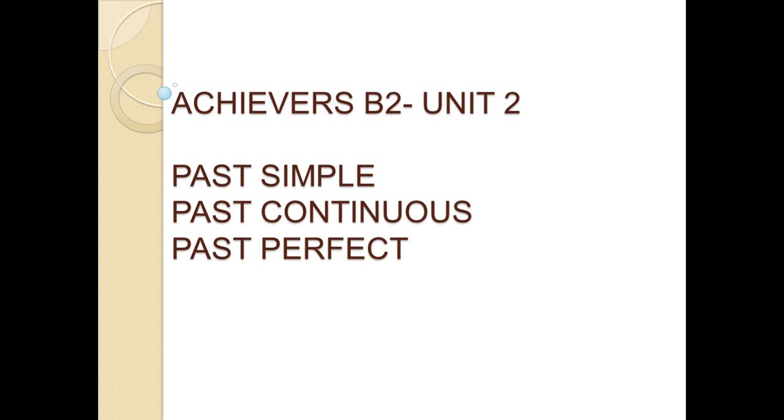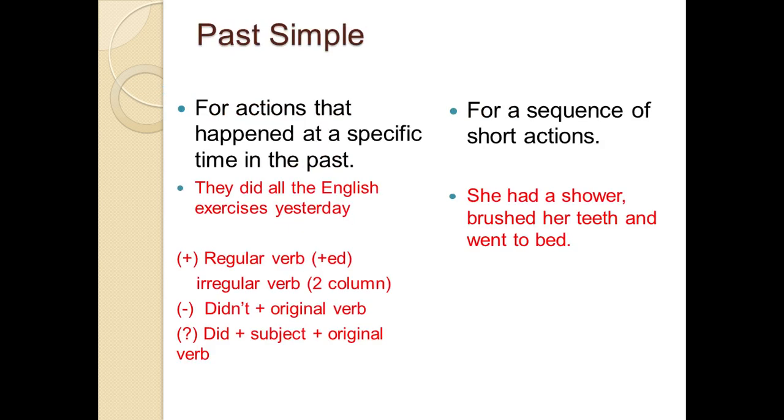In your book, Unit 2, there are 3 grammar topics: past simple, past continuous, and past perfect. Okay, past simple and past continuous you have already studied in your last year book, B1 Plus, but past perfect, it's new for you. Okay, so let's review past simple.